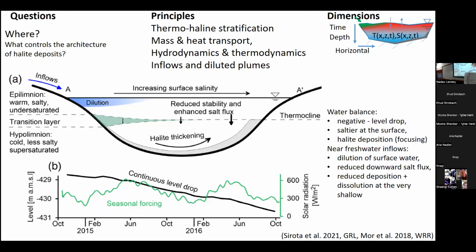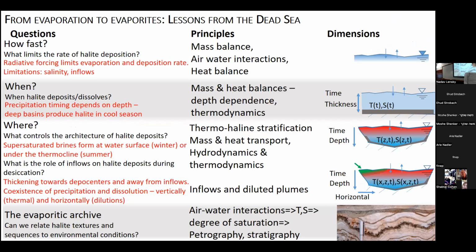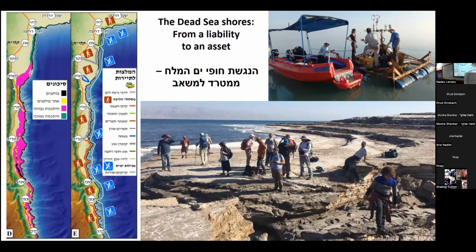The consequences. I had some questions of how fast, where, when, and so on. I think we answered them. So I will go to some optimism. So the level is dropping. What do we do? Is it a catastrophe and so on?